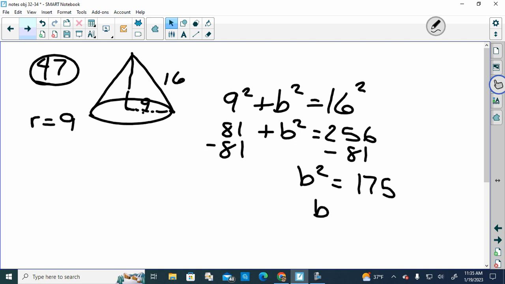You don't want to plug in a decimal because that decimal doesn't terminate. We don't want to plug in something that doesn't terminate. So we're going to leave it like this when we plug it into the formula. But say it was b squared equals 36, then b would be 6, right? If we took the square root of a perfect square, then we would use 6. But this one's not, so we're going to use the radical. Okay, so that is the h. That's the height. So the height we're going to use is the square root of 175.